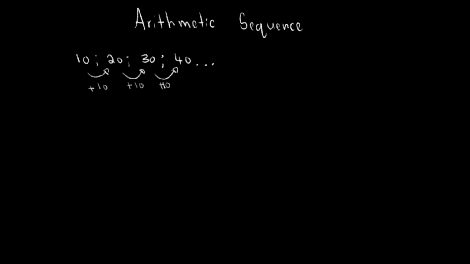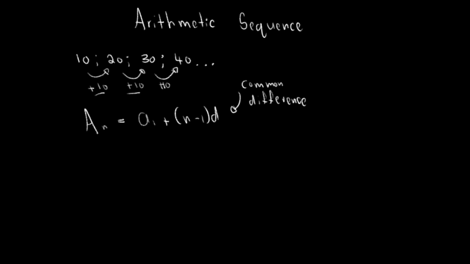So the first formula we need to know is a sub n is equal to a sub 1 plus (n minus 1)d. So this d is known as the common difference. It's a common difference, okay? A common difference is when we see the same value getting added or subtracted from a sequence, we can determine that would then be the common difference. So let's write it over here. d would be equal to 10.